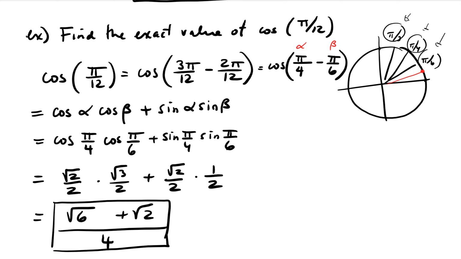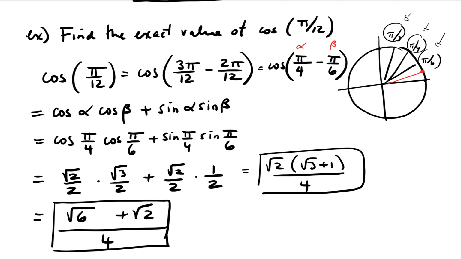I could also write it by factoring. See, I could factor root 2, so I could write it like that. That would also be a nice way to write down the answer. So both are good here. And I get the exact value at pi over 12.